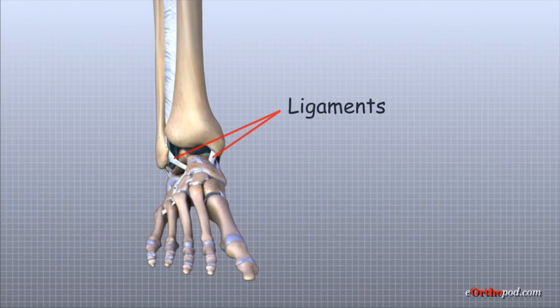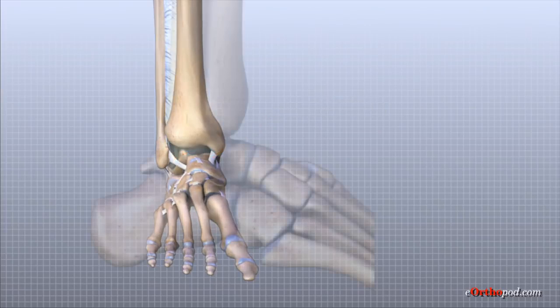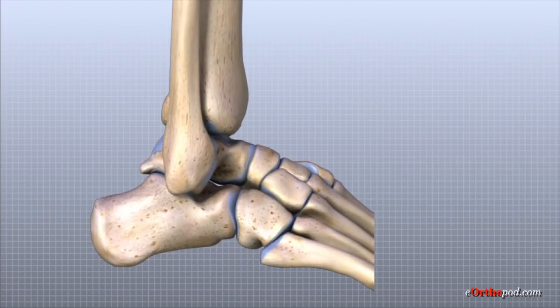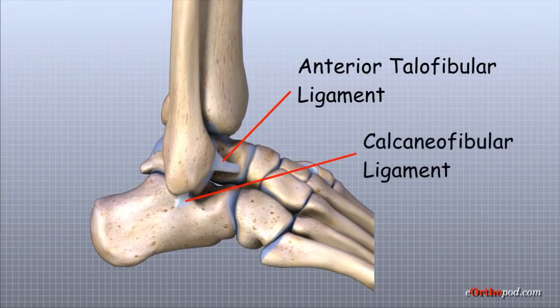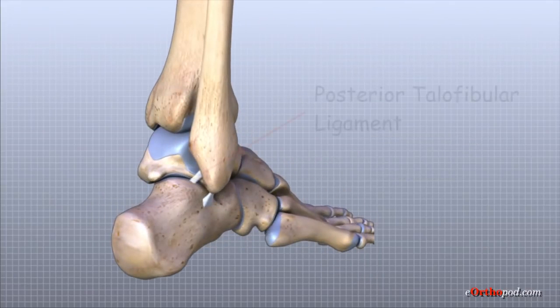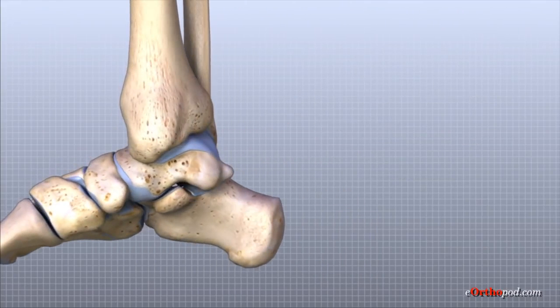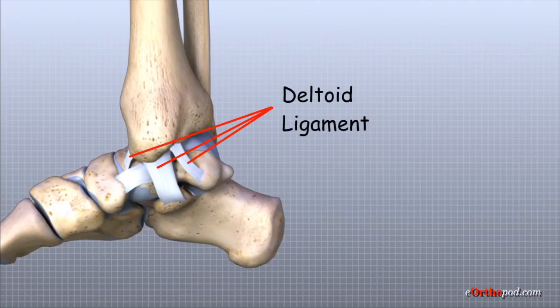Ligaments on both sides of the ankle joint help hold the bones together and stabilize the ankle. 3 ligaments make up the lateral ligament complex. These include the anterior talofibular ligament, the calcaneofibular ligament, and the posterior talofibular ligament. A group of ligaments, together called the deltoid ligament, support the medial side of the ankle.